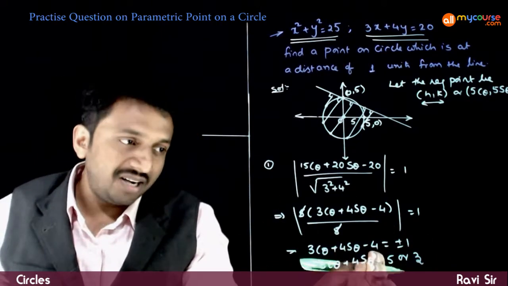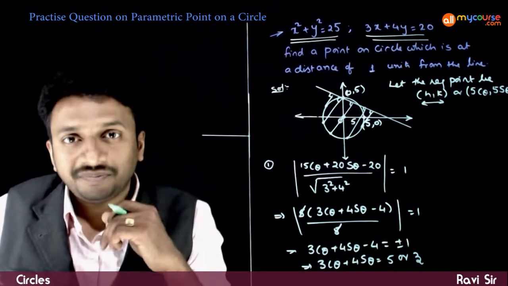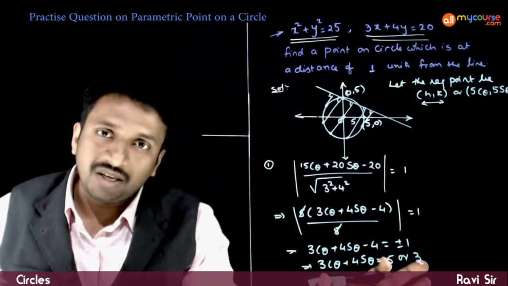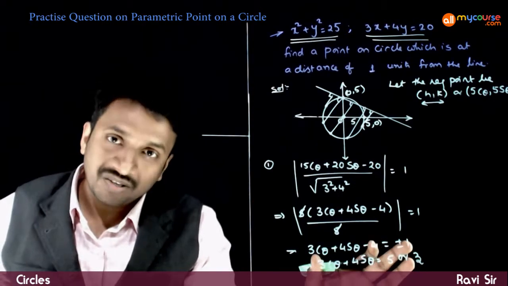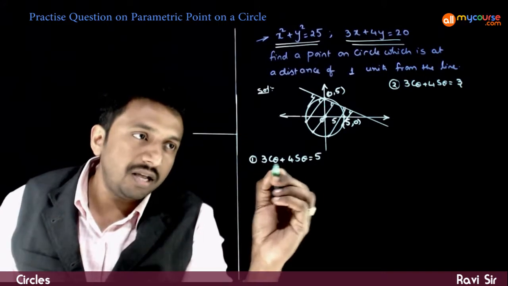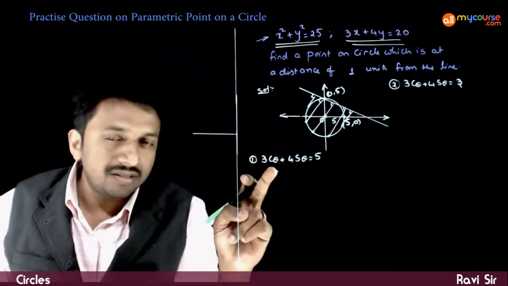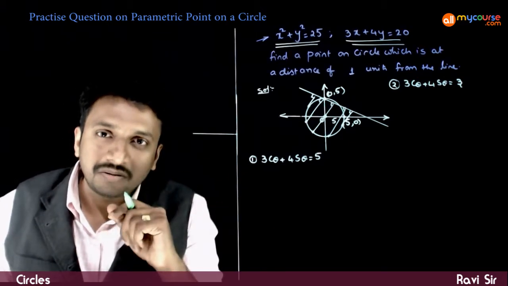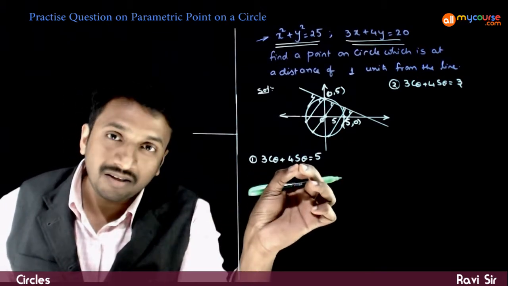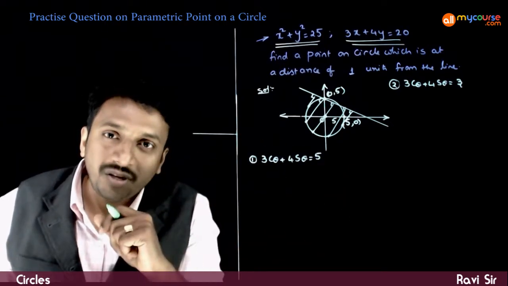So 3 cos theta plus 4 sin theta is equal to either 5 or 3. So you need to solve this equation, and let us try to do that. The first equation is 3 cos theta plus 4 sin theta is equal to 5. This is a very specific trigonometric equation of the form a cos theta plus b sin theta is equal to c. So what do we do in these type of equations?